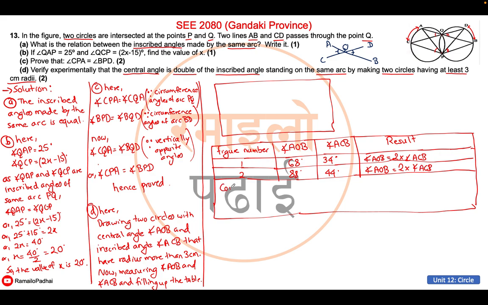And in conclusion, what we will write is that the central angle is double the inscribed angle standing on the same arc, hence proved. So this is the solution of this question.